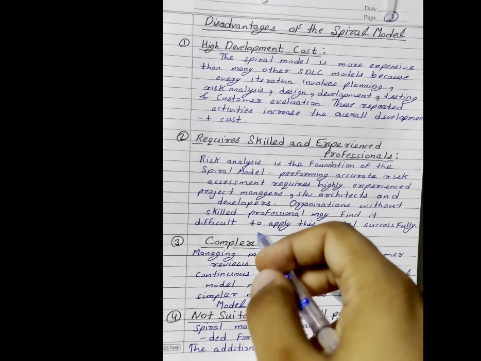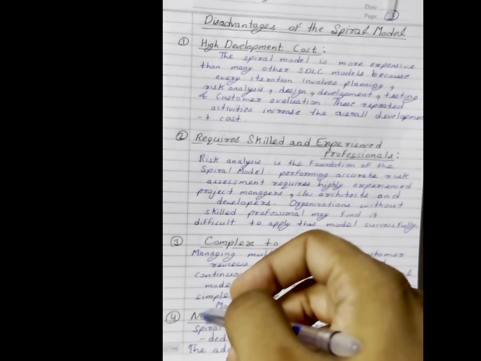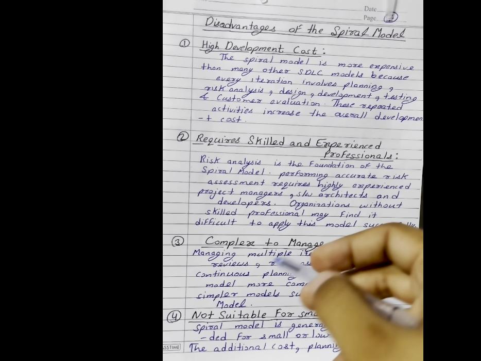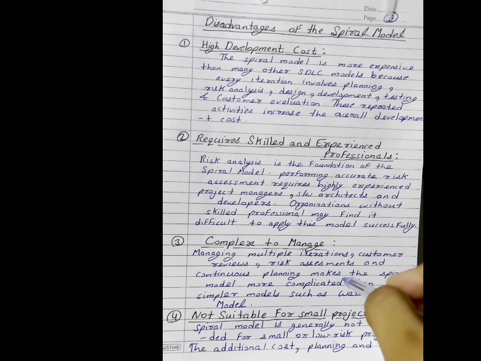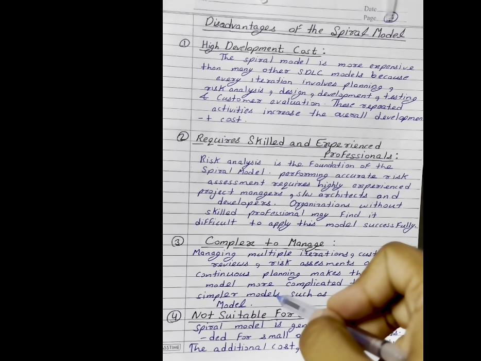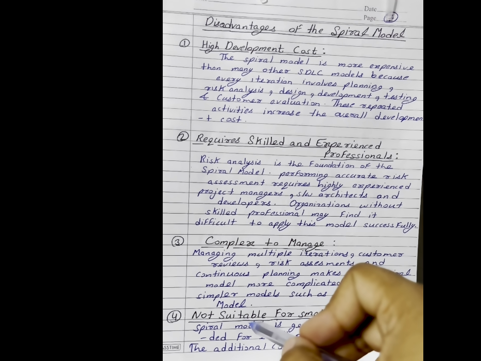Next, it is complex to manage. Managing multiple iterations, customer reviews, risk assessments, and continuous planning makes the spiral model more complicated than simpler models such as the waterfall model.